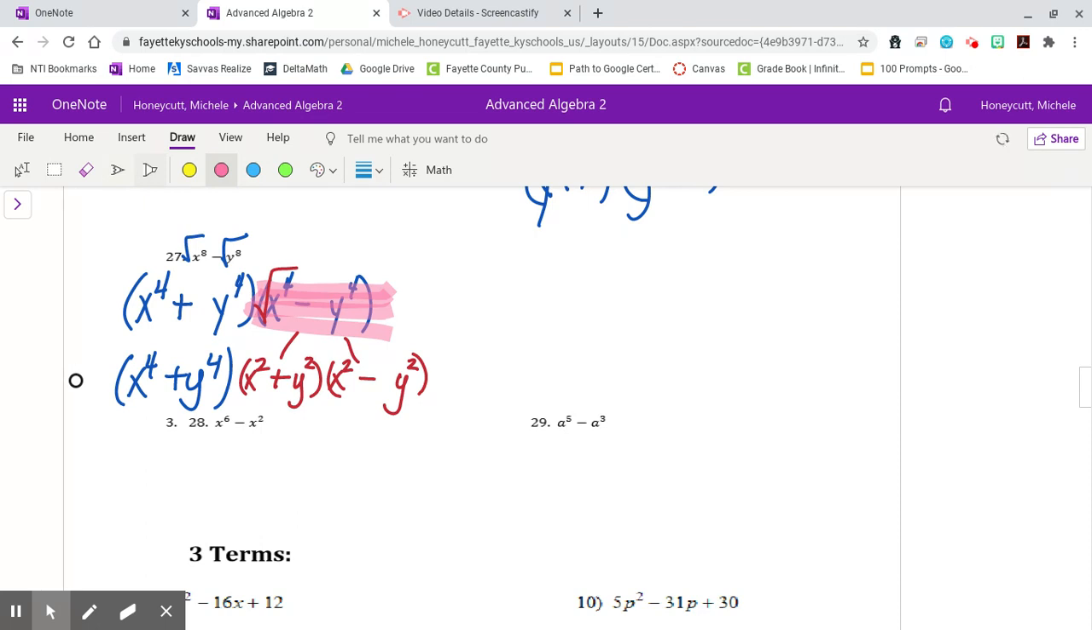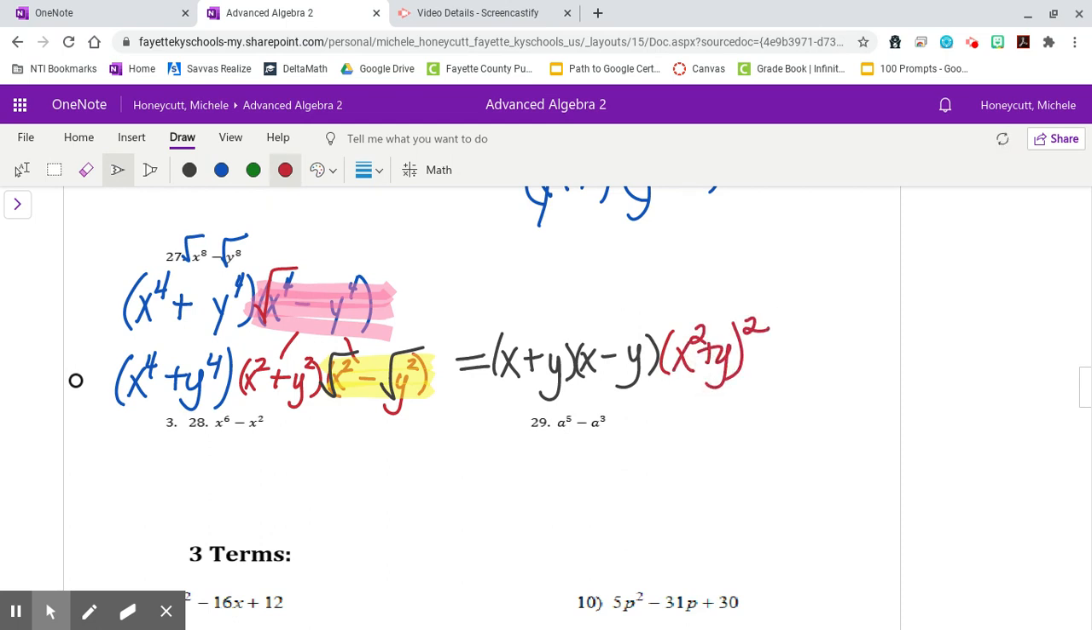Okay, then you get there and think, oh, okay, I'm done. But wait, I have another difference of squares right here. So I can factor that part even further. The square root of x squared is x. The square root of y squared is y. Make 1 plus, 1 minus. And then we'll bring over the x squared plus y squared, which does not factor any further because it's a sum. And I put that squared in the wrong place.